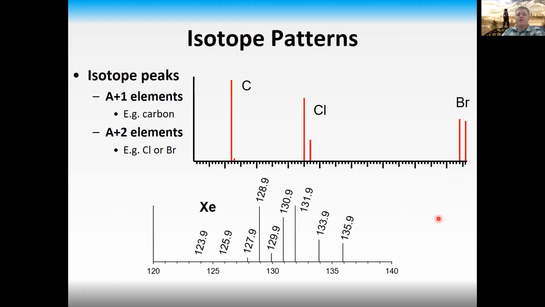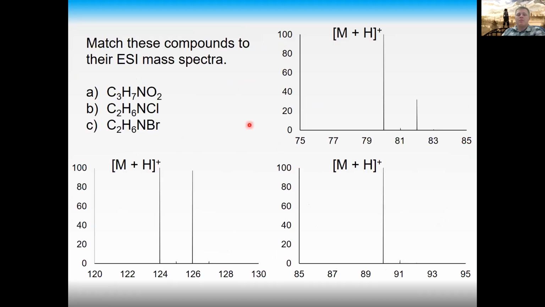Right? So to see if you understand this isotope pattern stuff, here is a practice problem where I want you to match each of these chemical formulae to their mass spectrum over here. So go ahead and pause the video real fast and see if you can figure that out, and I will go over the answers in a second.